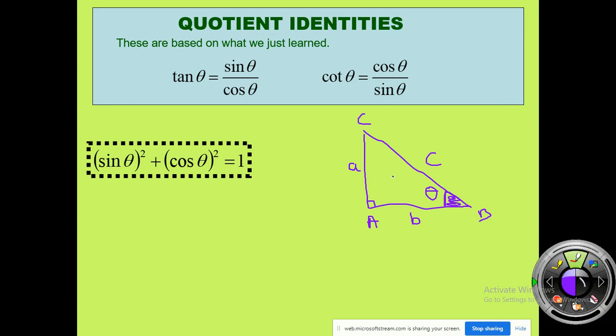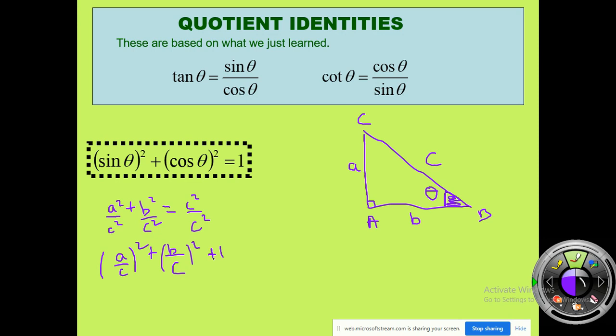What does Pythagoras tell me? Doesn't Pythagoras tell me that A squared plus B squared is equal to C squared? Yes or no? Yeah. Now if I divide all by C squared, this one by C squared, and this one by C squared, and this one by C squared, what will I have now? I will have A over C squared plus B over C squared equals 1.